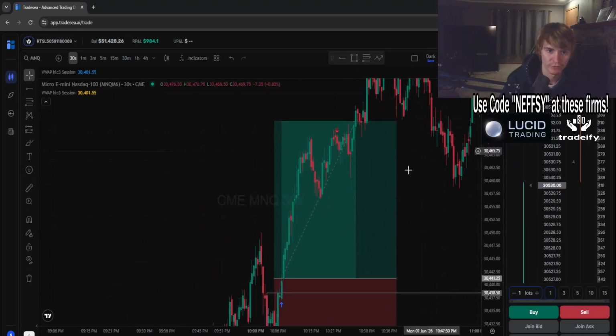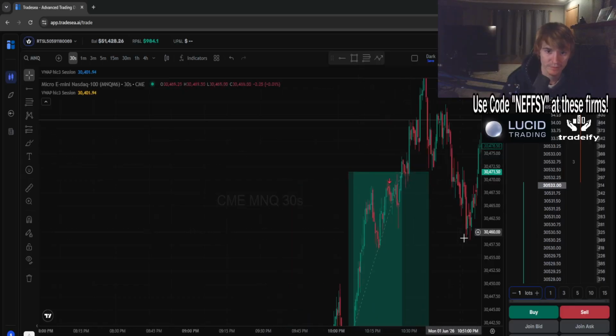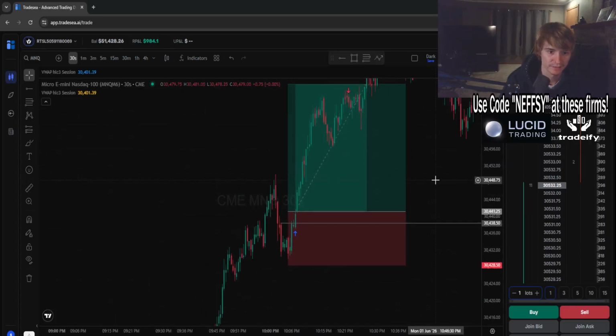I didn't know if we were going to reverse before taking this, which is very possible in London and Asia session. We don't always take the draws. It is very possible to not take those draws. But that is literally all I do.